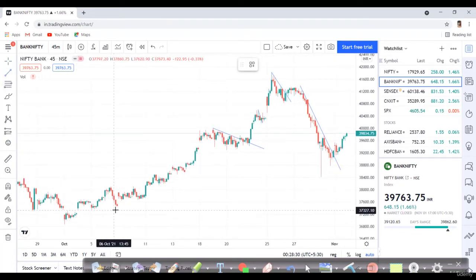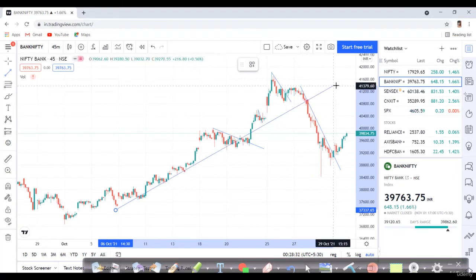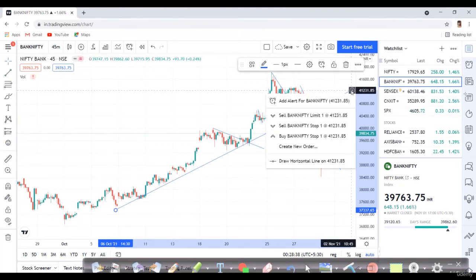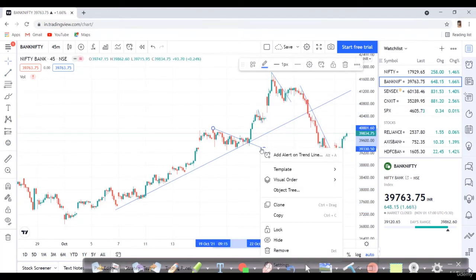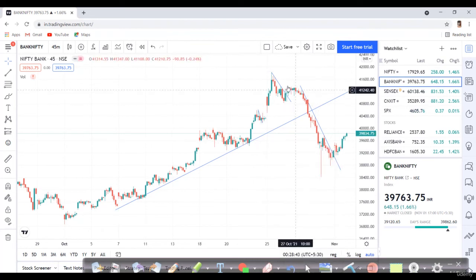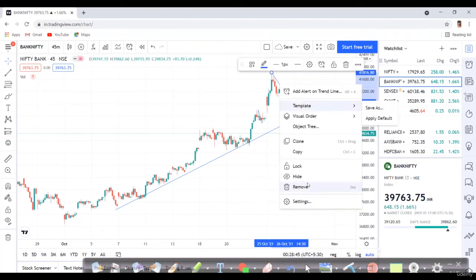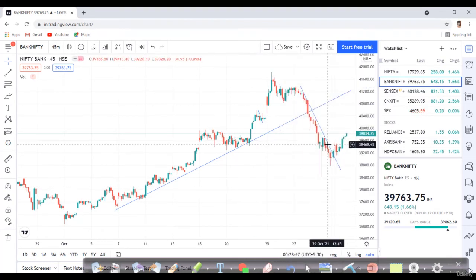For upside, draw from bottom to the top here. Wait, I will remove all the trend lines. Just a minute, let me draw. I need to remove this one. And always remove a trend line if the market is moving further or the market is not respecting your trend line, or if you are not comfortable with the trend line. Now I marked this one.